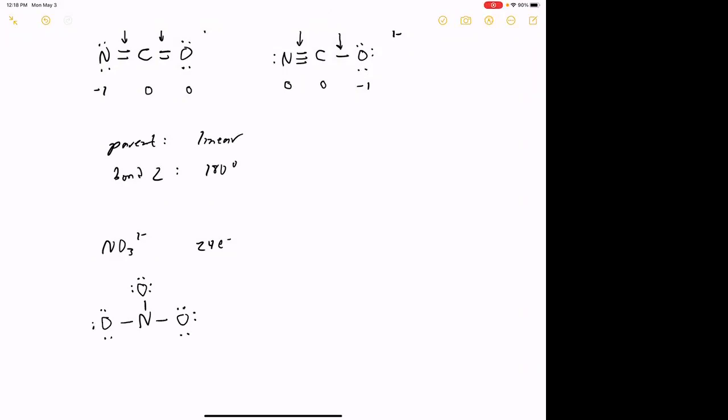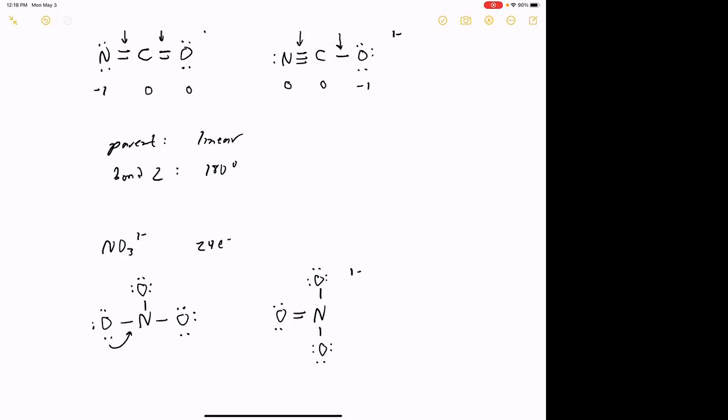Okay, so have I satisfied the octet rule? Well, I have on everybody but nitrogen. So how am I going to get an octet to nitrogen? We'll make a double bond. Doesn't matter which oxygen we do it with because they're all equivalent. So we'll do it there. All right, so that takes a 1- charge.